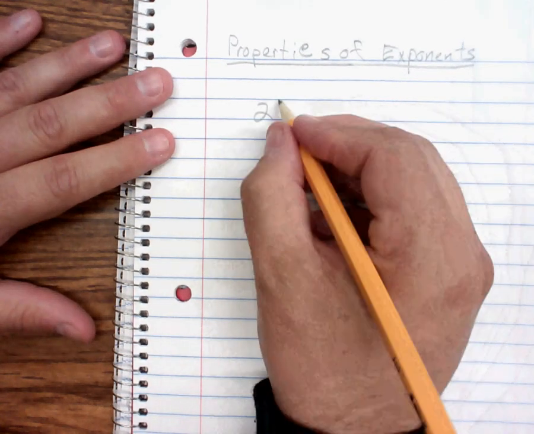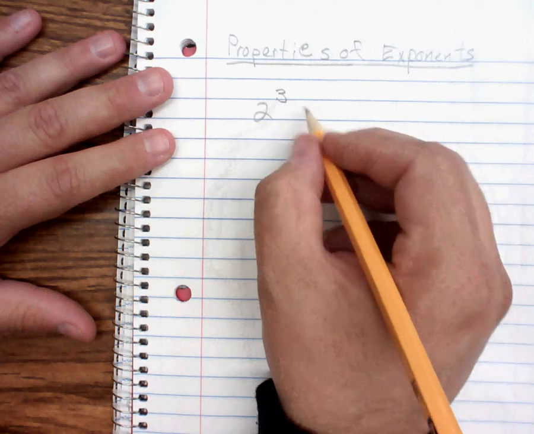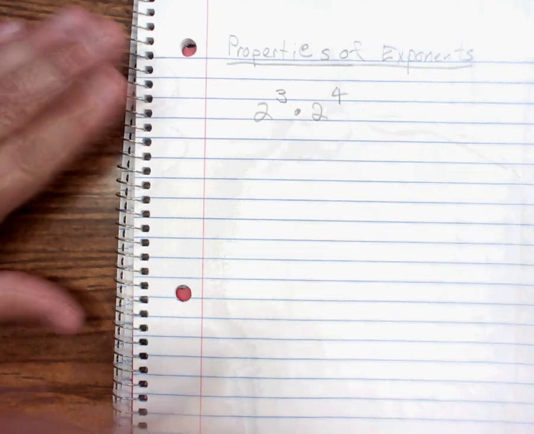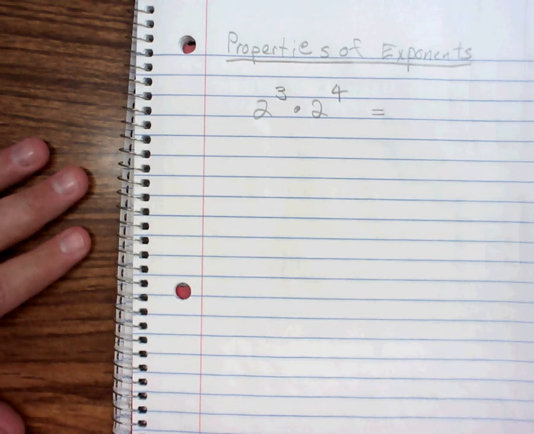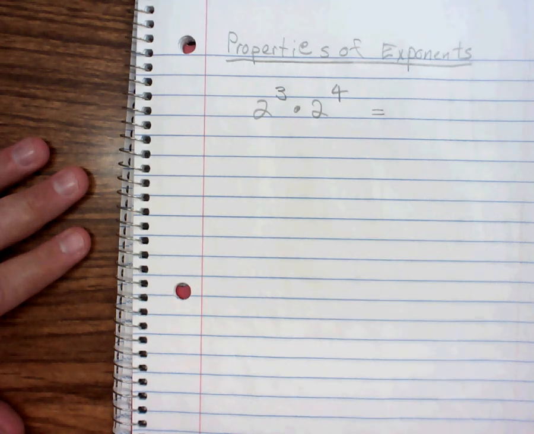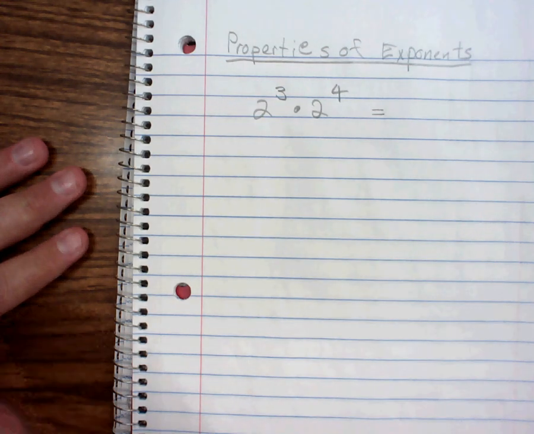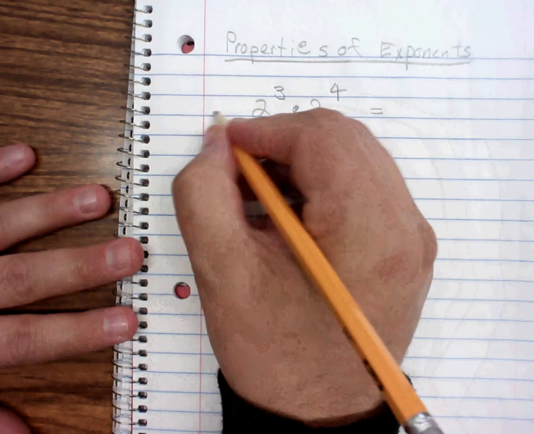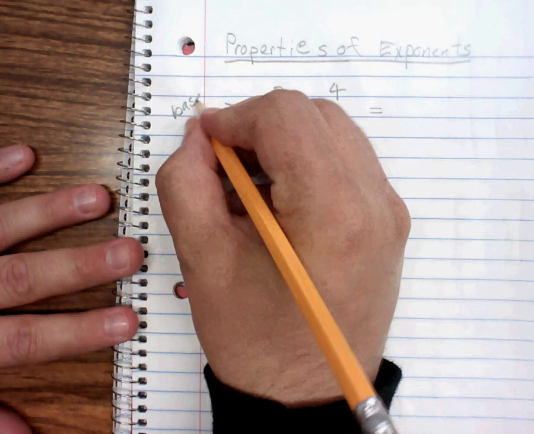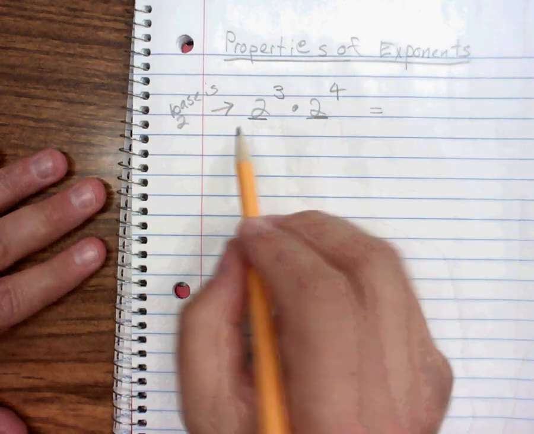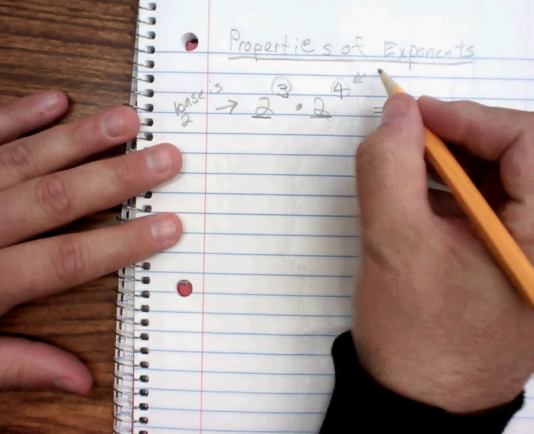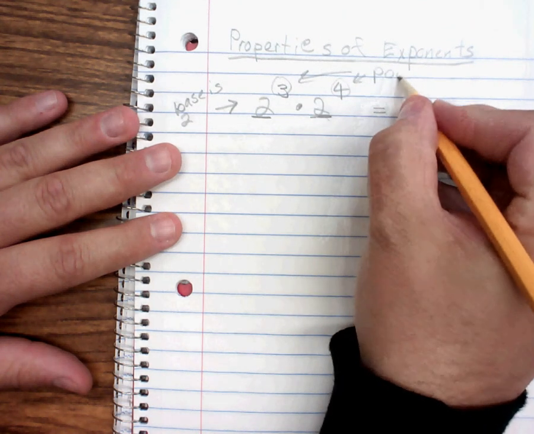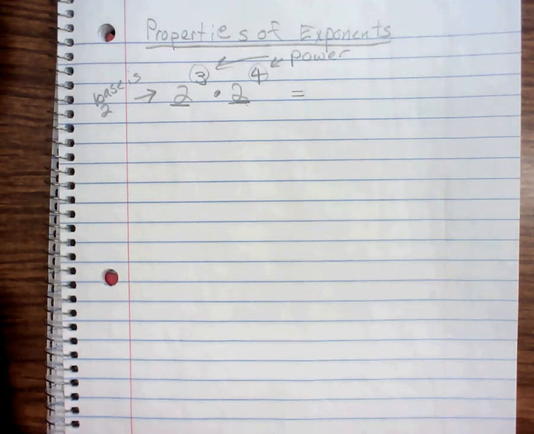What if I say 2 times 2 to the 3rd power times 2 to the 4th power? Does anybody know what that is? Well, I noticed that the base is 2. In other words, the number that I'm multiplying by itself is what we call the base. This is what we call the power, and that's how many times we multiply it. Okay?